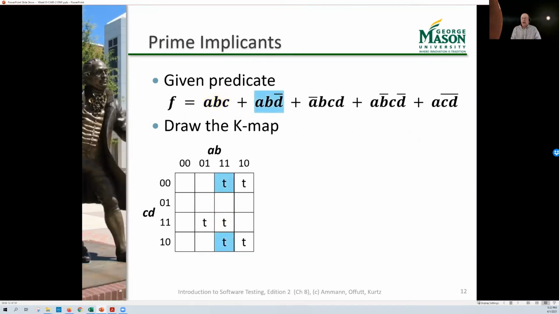And A, B, not D, all right, A is true, B is true, D is false, and we don't care about C. Or not A, B, C, D, so A is false, B, C, and D are true. A not B, C not D. And A not C not D. So we've used all these terms, we've built up our Karnaugh map. Now let's figure out what the prime implicants are and what the simplified form is.